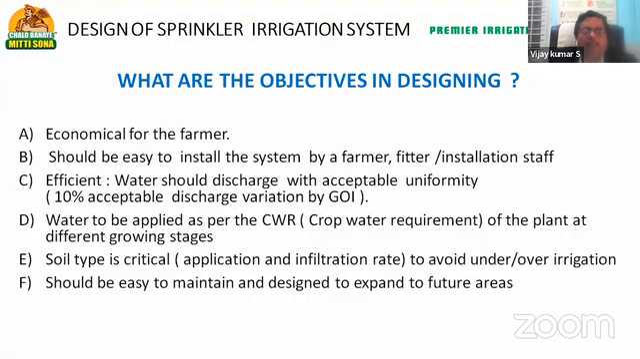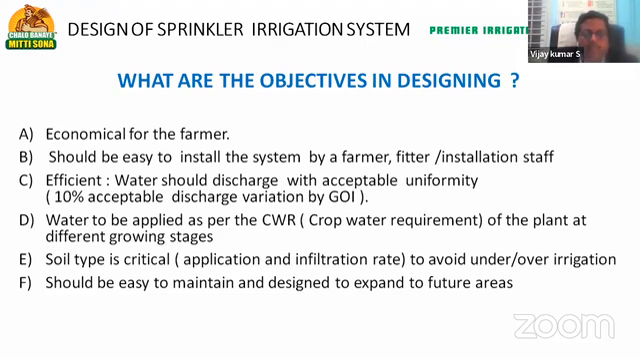Now let us look at what are the objectives in designing a sprinkler irrigation system. First and foremost, any design should be economical for the farmer. Second, it should be easy to install by the farmer, and the installation cost and the fitting should be very simple. Third, most important one will be that it should be efficient. Efficiency in terms of water distribution. When we design the system, the water should be divided across the field with a maximum 10% discharge variation, which is stipulated by the Government of India.